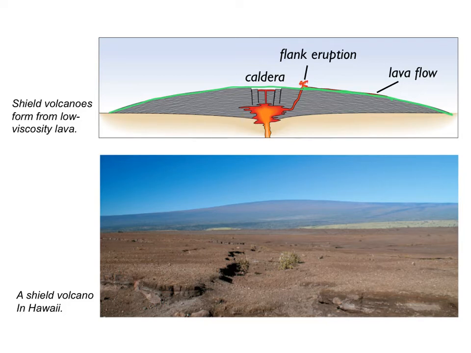So shield volcanoes always form in places where you're getting lots of mafic magmatism. So it makes sense that that would happen at hotspots and mid-ocean ridges, where you're basically pulling apart the crust and allowing hot ultramafic mantle to partially melt and make mafic lava.